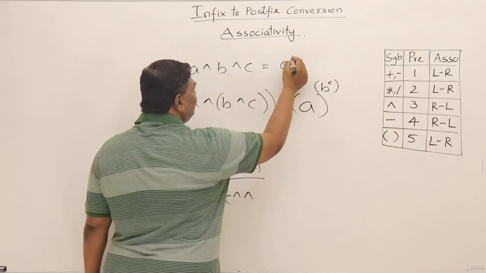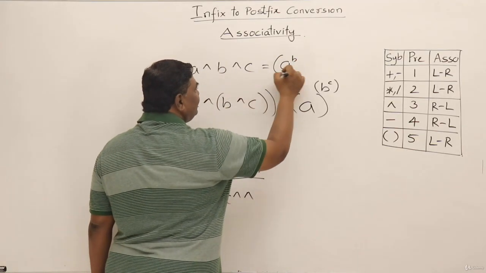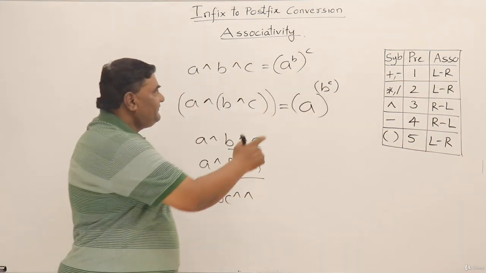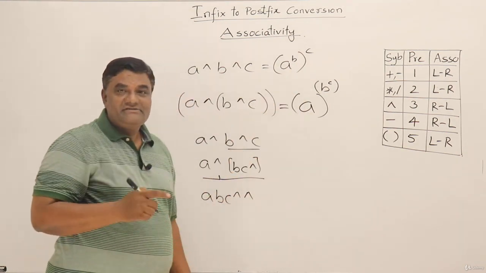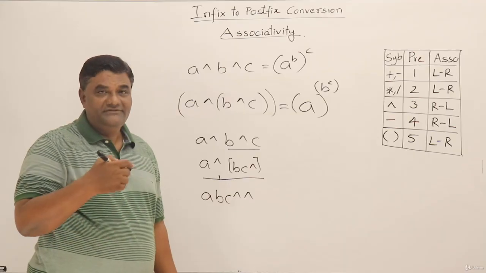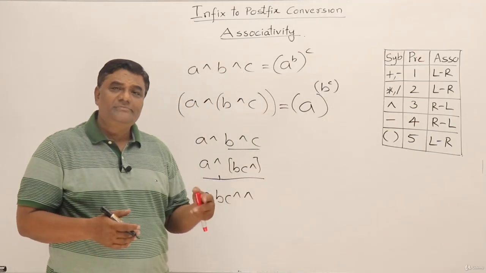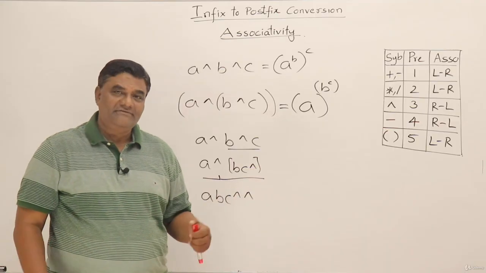So first A power B. Then this entire thing is given with power C. So the entire thing with C. It will look like this if the associativity is from right to left. Yes, the power operator has right to left associativity. This operator is not there in C language. This used to be there in previous, older languages.